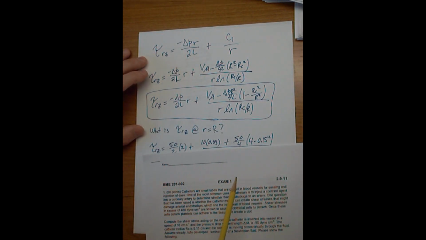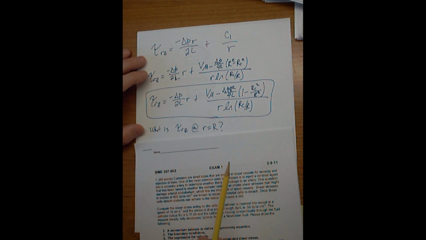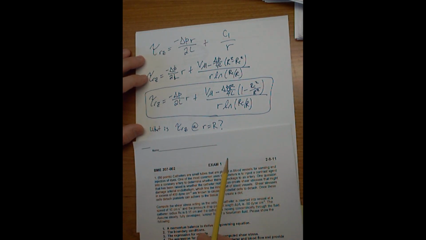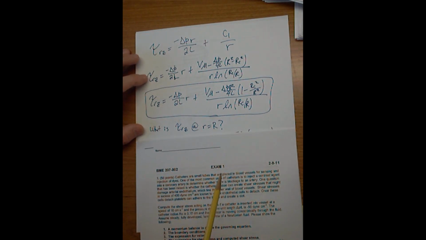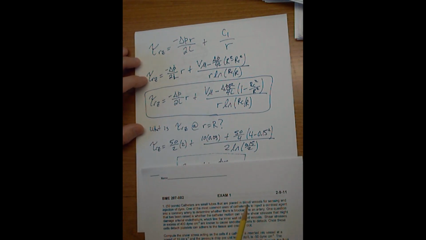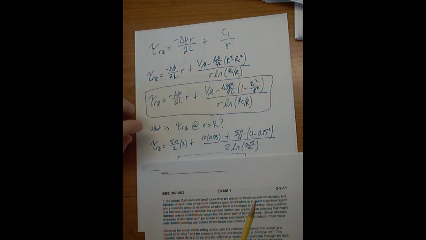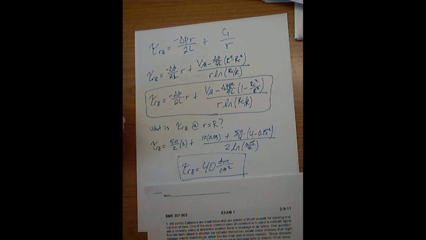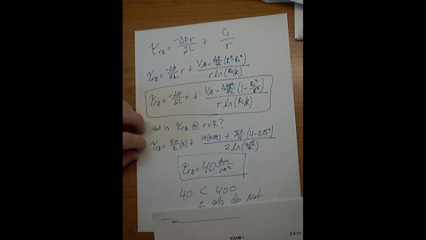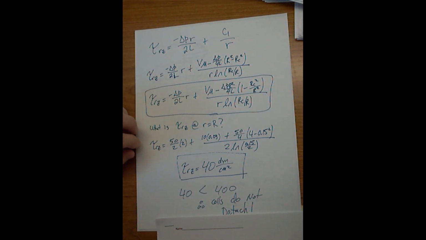So now we were looking for what was the shear stress at the wall, because we want to figure out if the endothelial cells are going to detach. We can plug in the numbers given in our problem, and we found that the shear stress at the wall was about 40 dynes per square centimeter, which is much less than 400, so the cells are not going to detach.